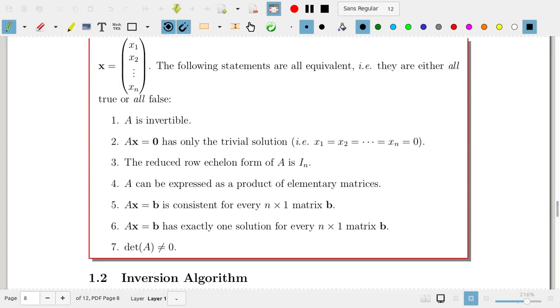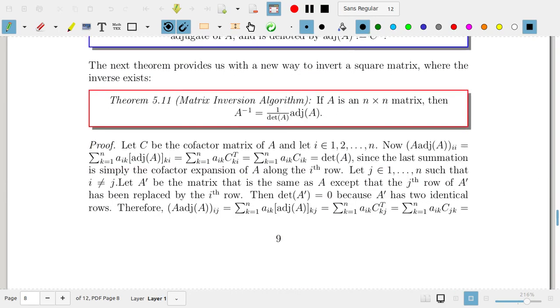So our statements are: A is invertible, AX equals 0 has only the trivial solution, the RREF of A is IN, and A can be expressed as a product of elementary matrices. AX equals B is consistent for every n by 1 matrix B, AX equals B has exactly one solution for every n by 1 matrix B, and determinant of A is not equal to 0.